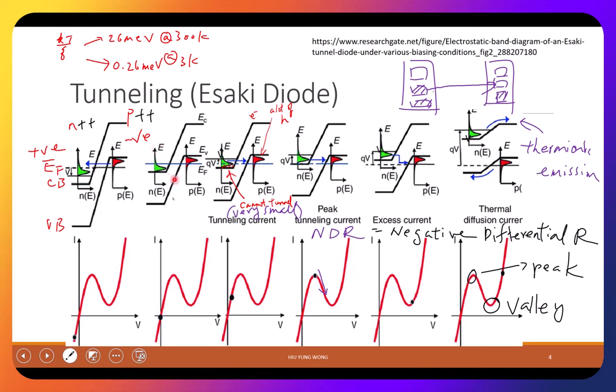If it is not heavily doped, your Fermi level can be just at the conduction band. Then you don't have much tunneling component, and eventually you only have this thermionic emission. You won't be able to get the negative differential resistance. Right? Your curve will be just like this, going up. Okay, so you need to be heavily doped.